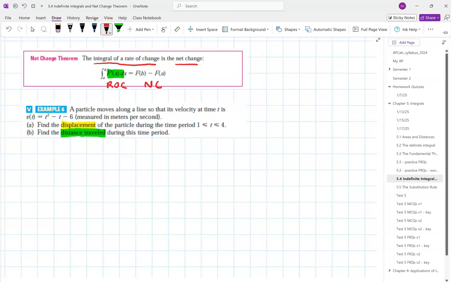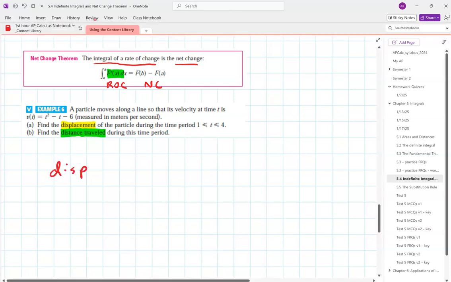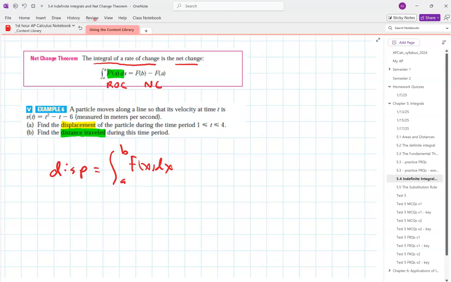Imagine you're at your house. You leave your house, you walk around the block and end up back at your house. What's the displacement? 0. What's the distance traveled? Well, like 4 blocks, whatever the distance was to walk around the block. So mathematically, displacement is going to be just the integral. The total distance traveled is going to be the absolute value.